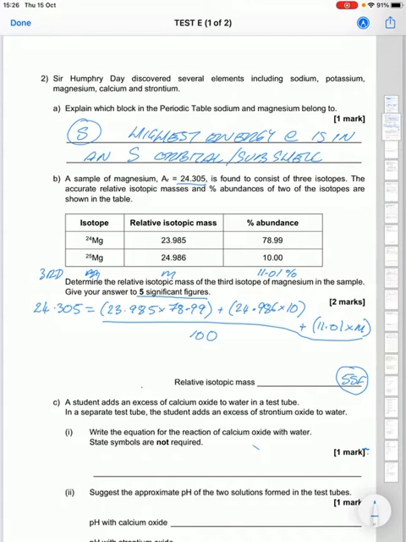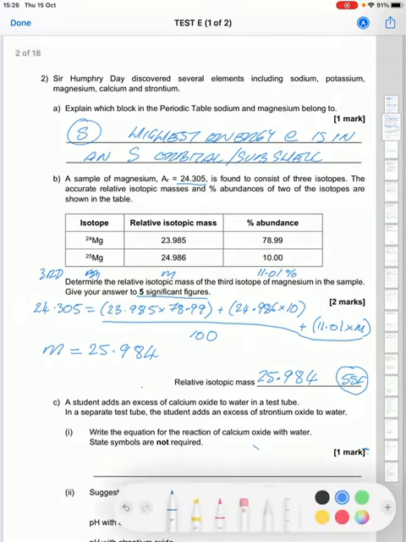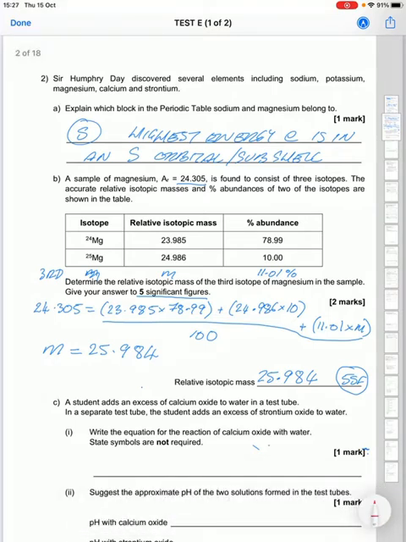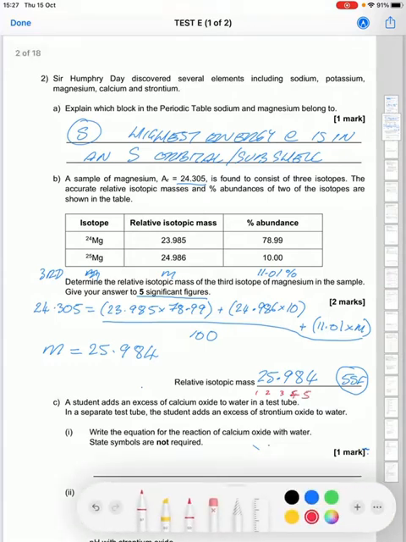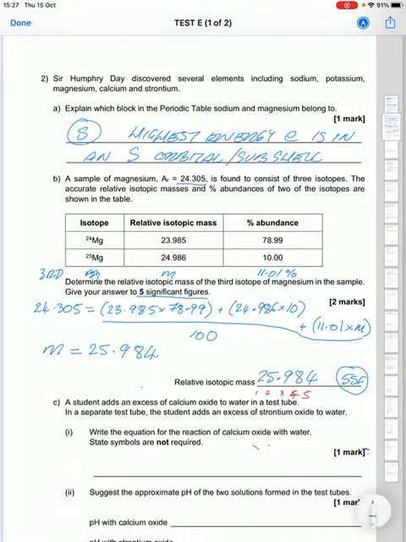And when you work that out, you have a mass that is equal to 25.984. So 25.984. And that is to 5 significant figures. Okay.